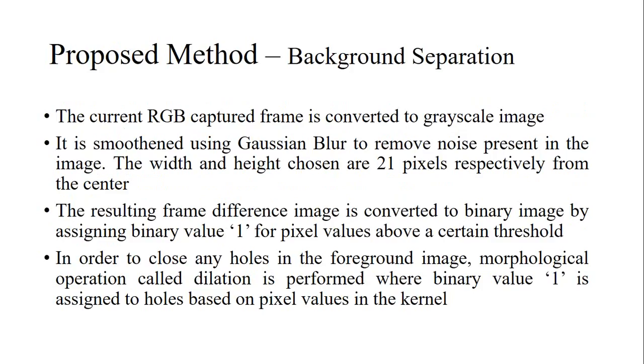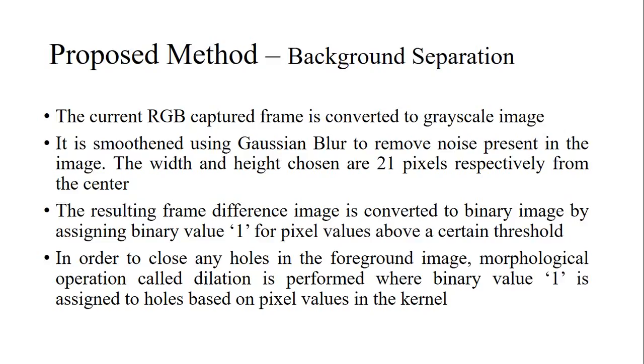Let us take a look at the steps of the proposed algorithm in detail. The first and foremost step is capturing the RGB image, which is later converted into a grayscale image. In order to remove or average out the noise, a Gaussian kernel function is used with a width and height of 21 pixels. Then, the pixel intensities above a certain threshold are converted to binary 1 and the rest are assigned binary 0. Dilation is then performed to close any holes that may be present within the foreground image.